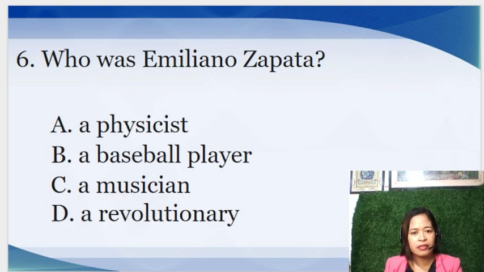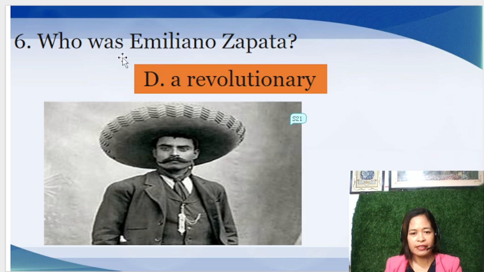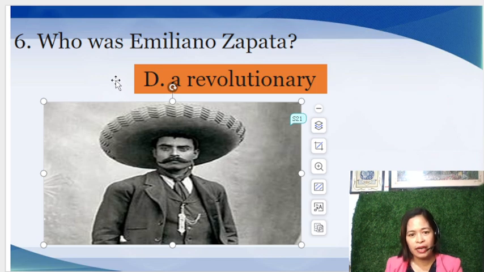Number six, who was Emiliano Zapata? A. A physicist, B. A baseball player, C. A musician, and D. A revolutionary. The answer is, yes, this picture. He was Emiliano Zapata. He was a revolutionary. Emiliano Zapata was a Mexican revolutionary and champion of agrarianism who fought in guerrilla actions during and after the Mexican Revolution, from 1911 to 1917. He also promulgated land reforms, redistributing land to the peasants.